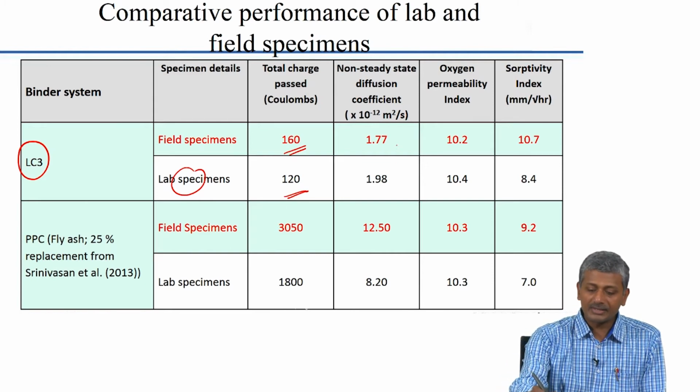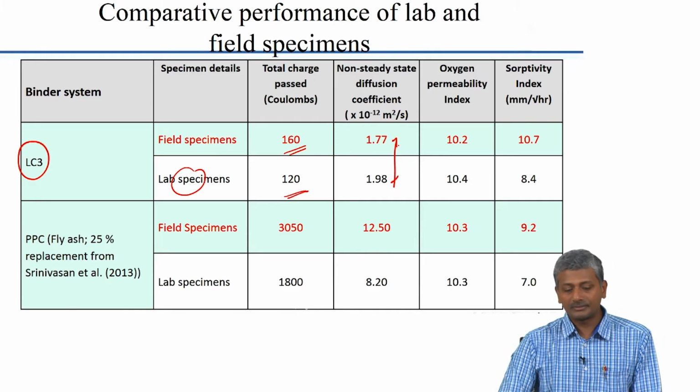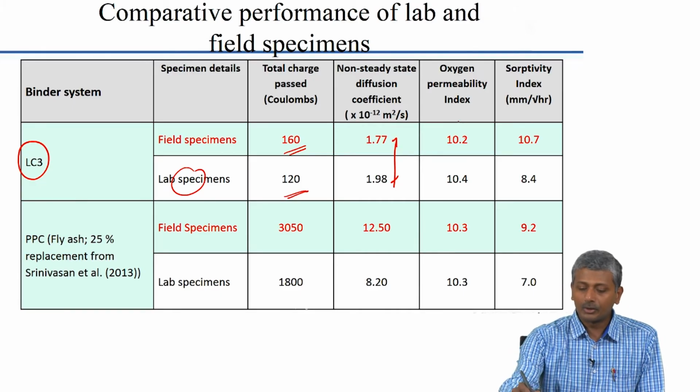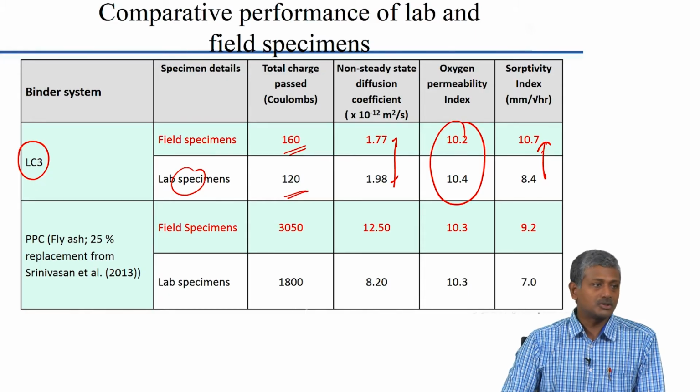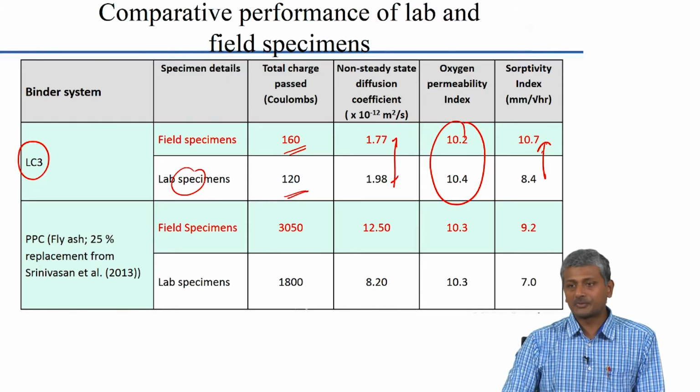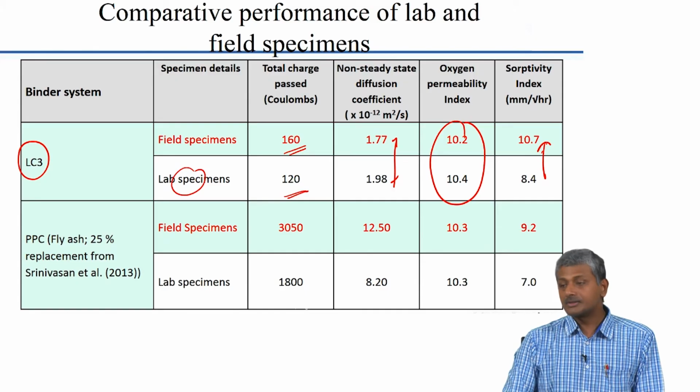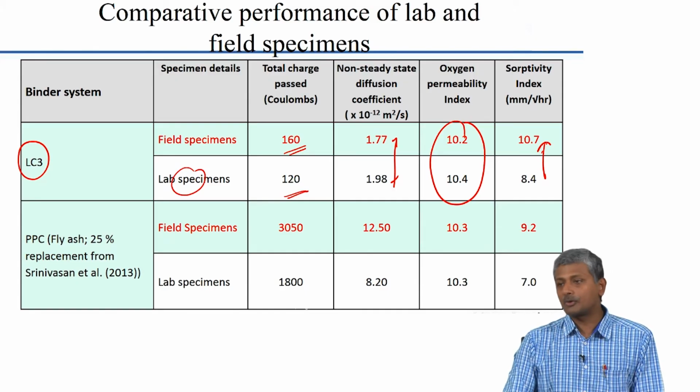Even your non-steady state diffusion coefficient is not really different by much. Your oxygen permeability is almost the same, only the sorptivity index is a little bit different. The capillary absorption of moisture is a little bit higher for the field specimens, but for all the other conditions your system is performing nearly the same as the lab cured concrete.